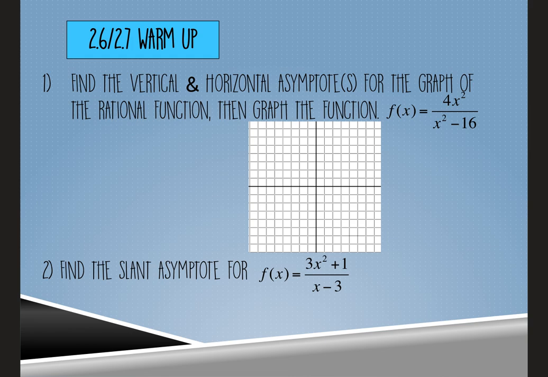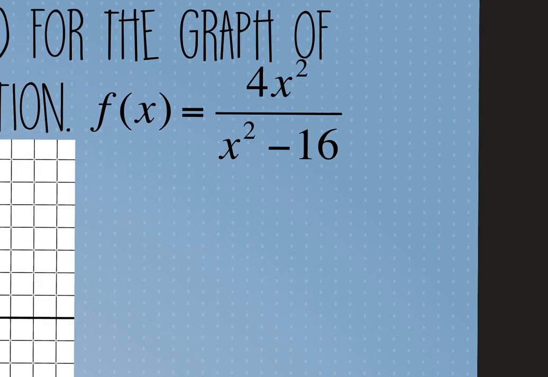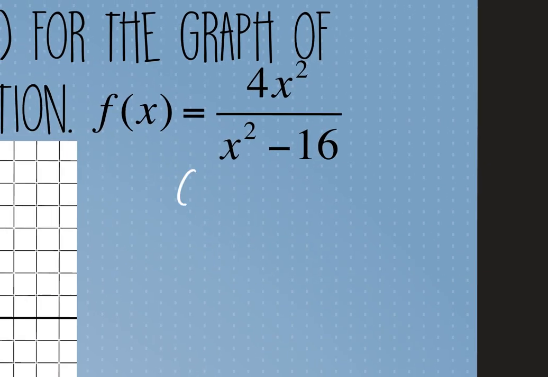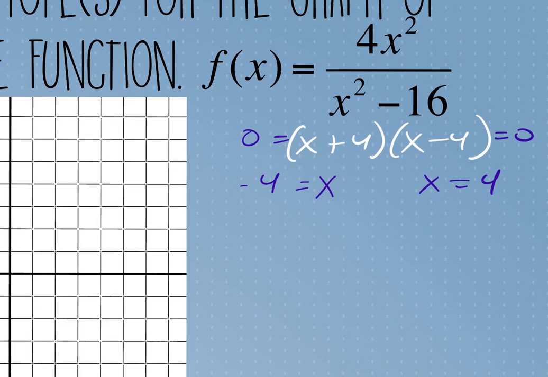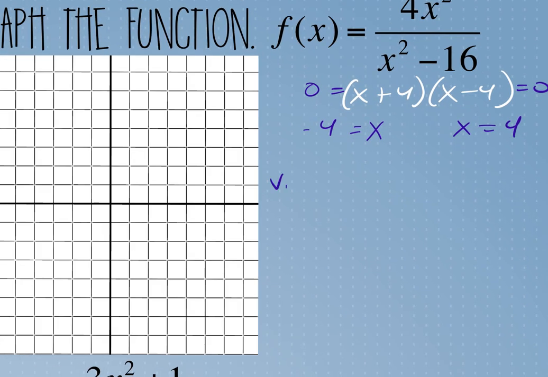So number one says find the vertical and horizontal asymptotes for the graph of the rational function, then graph the function. So when I look at this, the first thing I'm going to do is factor the denominator, and I get x plus 4 and x minus 4. Set them each equal to 0 to get my vertical asymptotes, which happen at negative 4 and positive 4. So those are my vertical asymptotes. Remember, they need to be in equation form, and vertical is x equals.